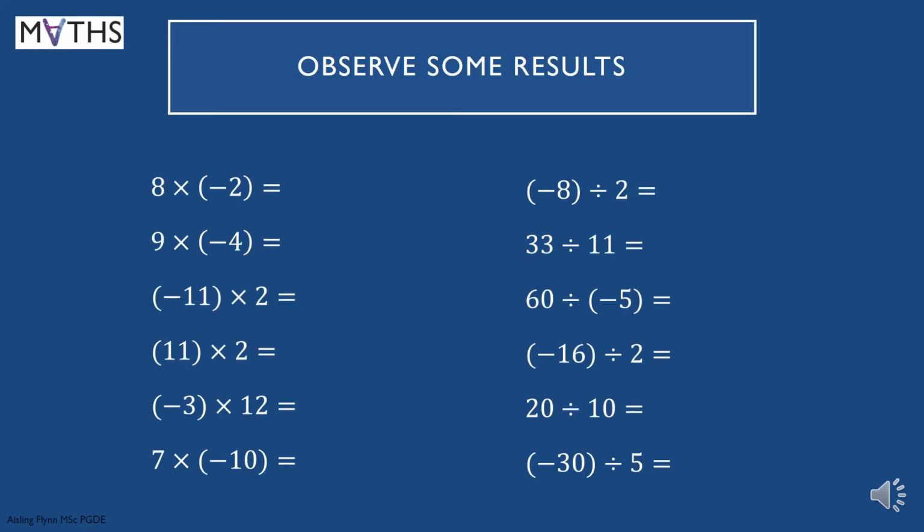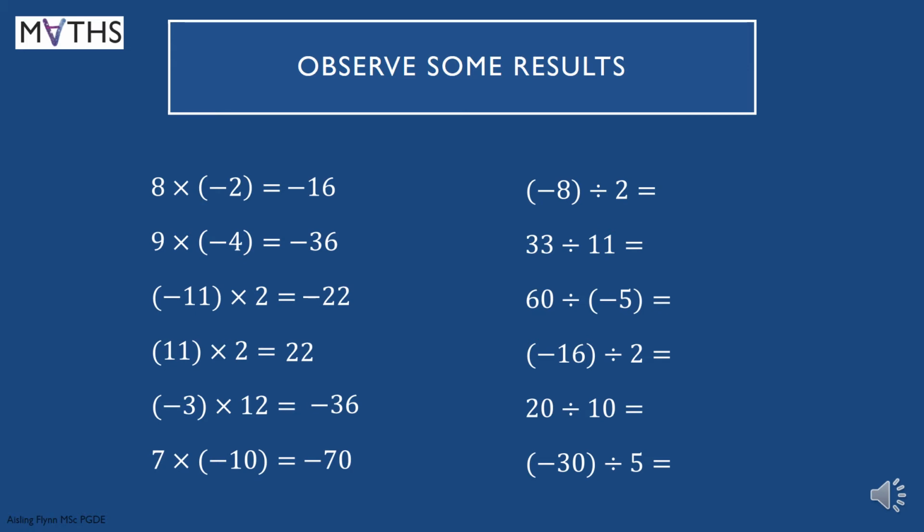Now let's look at the results of some of these, based on what we've just done. So 8 minus 2's will be minus 16. 9 minus 4's, minus 36. Minus 11 times 2, so you have 2 minus 11's, is minus 22. And the next one is just regular natural numbers. They're both positive. 11 times 2 is 22. Minus 3 times 12, minus 36. And the last one, 7 times minus 10 there, gives me minus 70.